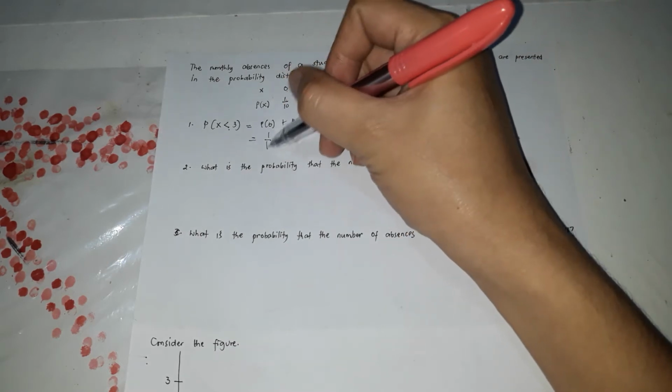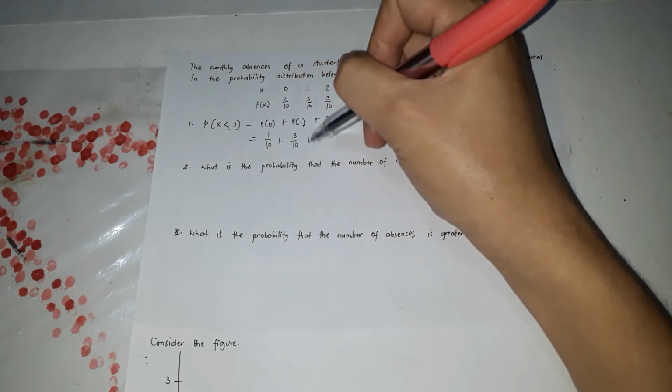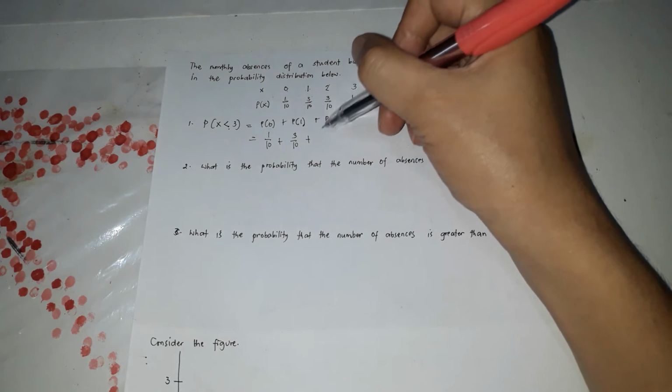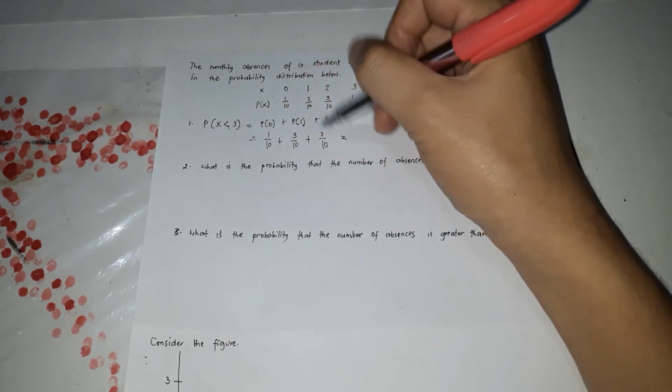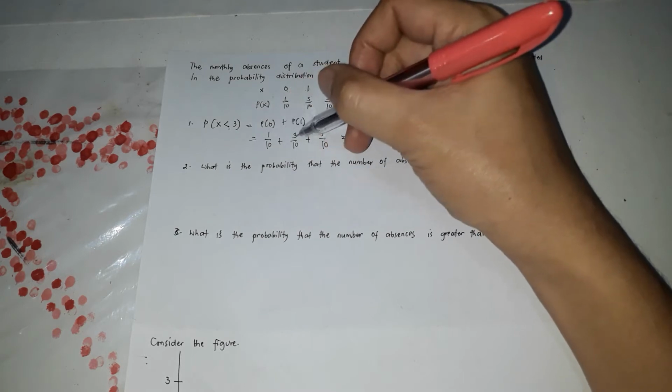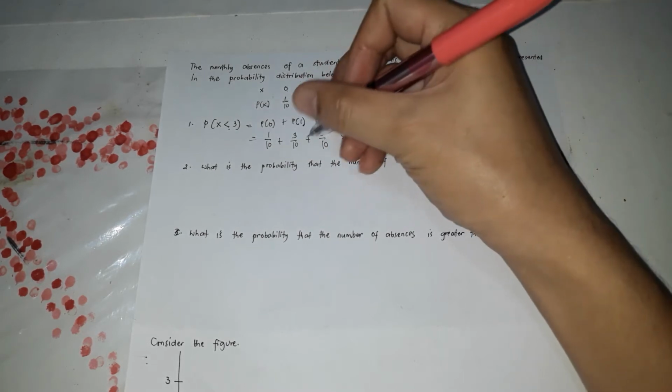So the probability of 0 is 1 over 10. The probability of 1 is 3 of 10, plus the probability of 2 is 3 out of 10. To solve this, all we have to do is add the numerators. So 1 plus 3 plus 3, that's 7 over 10. Because they have the same denominator, we're just going to copy the denominator.